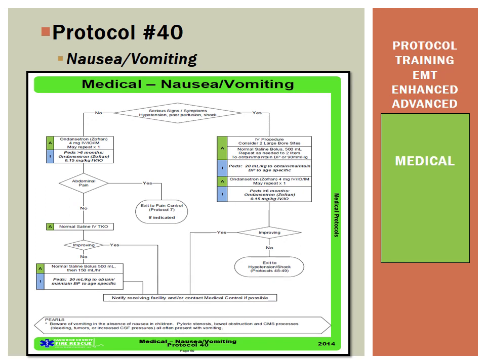If abdominal pain is present, we need to exit to the appropriate protocol. If no abdominal pain, normal saline IV TKO, and if the patient improves, we notify receiving facility and transport. But if no improvement from the IV, then we want to administer a bolus of 500 mLs and then a bolus of 150 mLs an hour.